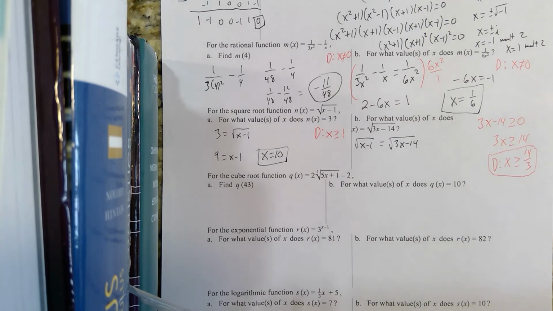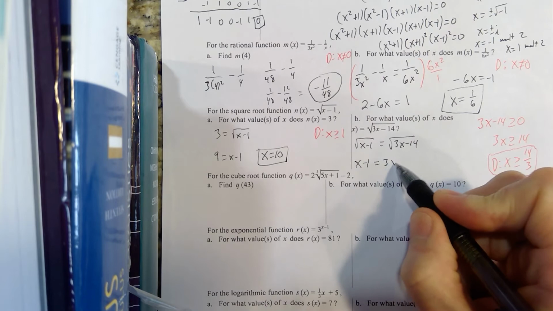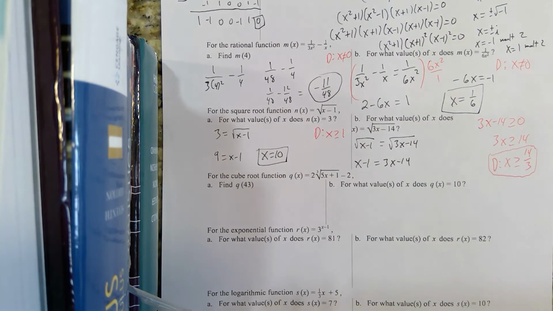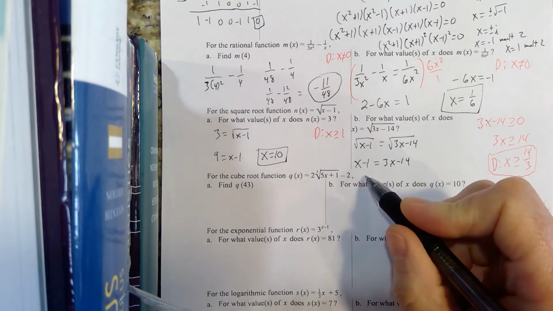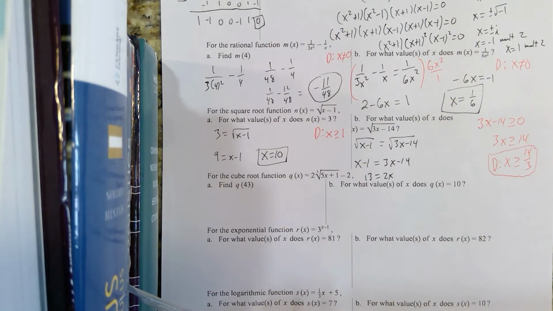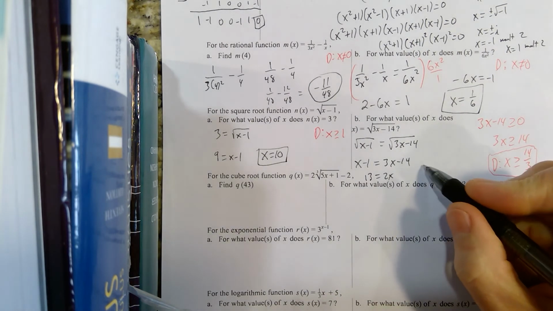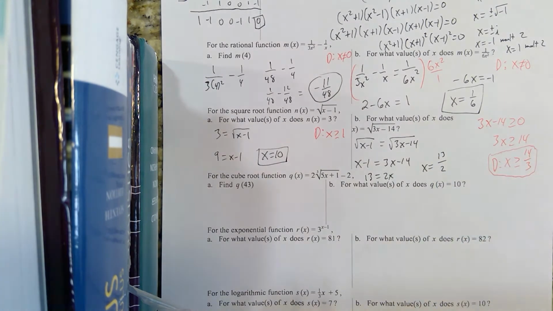So at this point, we will square both sides of our equation. Subtract x, add 14. So I'm going to have 13 equals 2x. So x is going to equal 13 over 2, or in other words, 6.5.